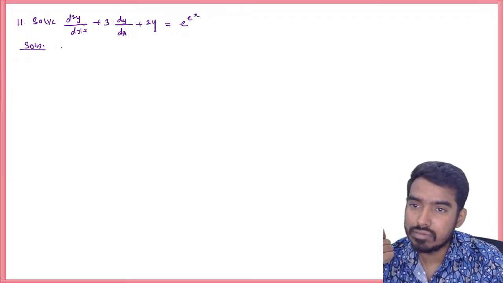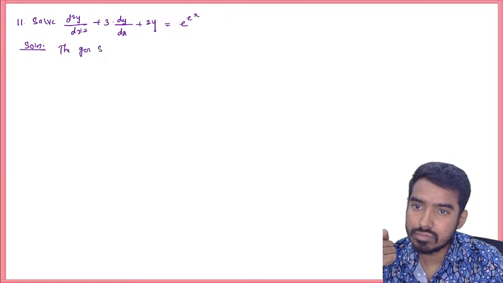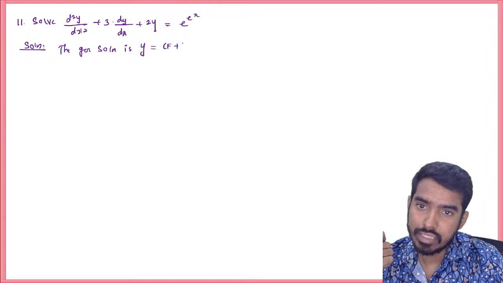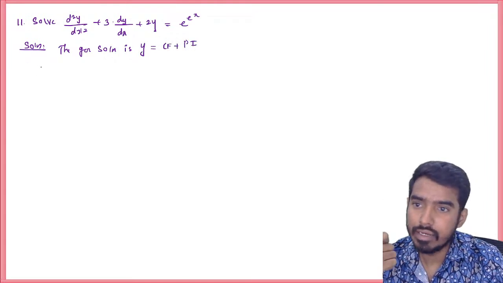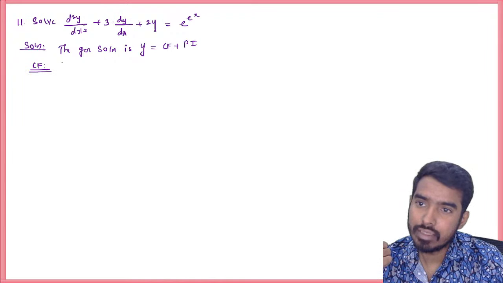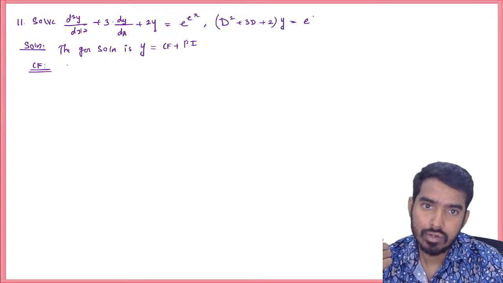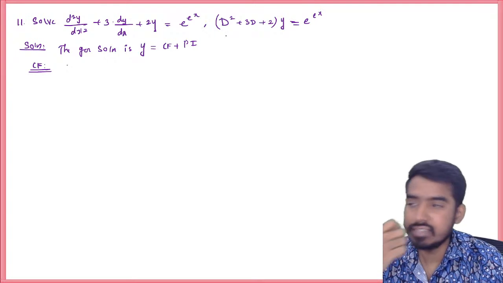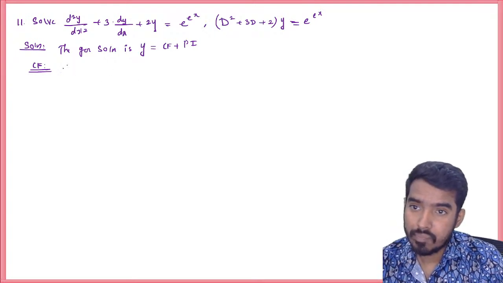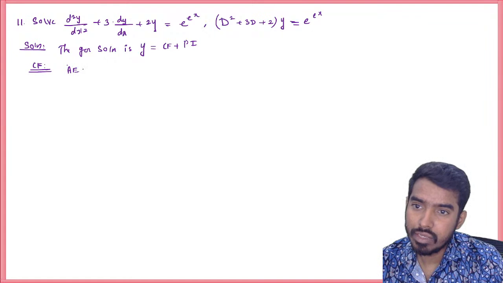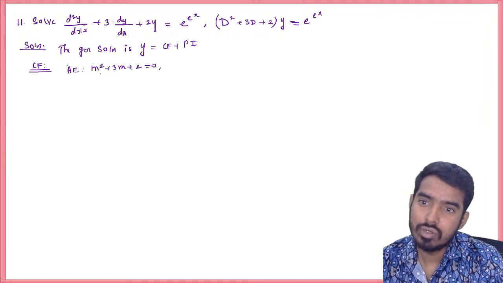So first, the general solution is y is equal to CF plus PI. To find the CF, find the auxiliary equation. It is the same as D square plus 3D plus 2 of y is equal to e power x. So the auxiliary equation is m square plus 3m plus 2 is equal to 0. Find the root.